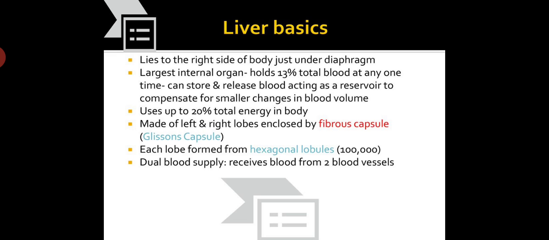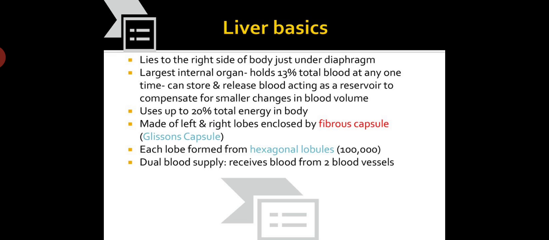It is the largest internal organ that holds around 13% of total blood at any one time. It can store and release blood, acting as a reservoir to compensate for smaller changes in blood volume. It uses up to 20% of total energy in the body, and it is made of left and right lobes enclosed by a fibrous capsule, that is Glisson's capsule.